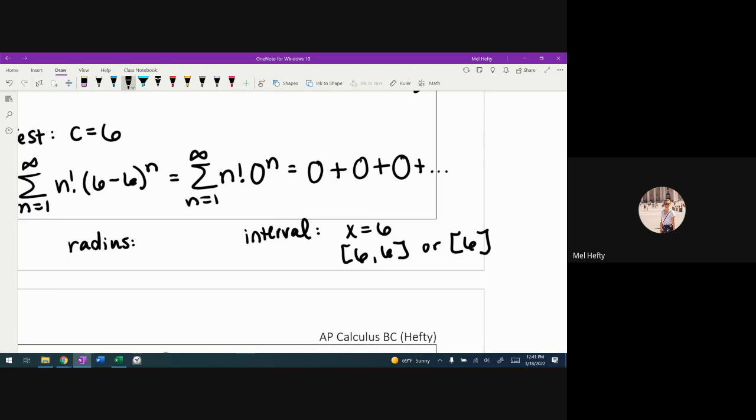All right, let's talk about our radius of convergence. Remember, the radius of convergence is how far can we go from the center to get things that converge. So how far can I go from the center? I can go 0. I can't go anywhere from the center. It only converges at 6.